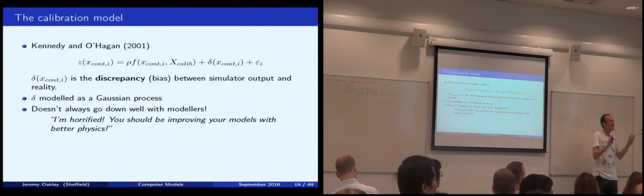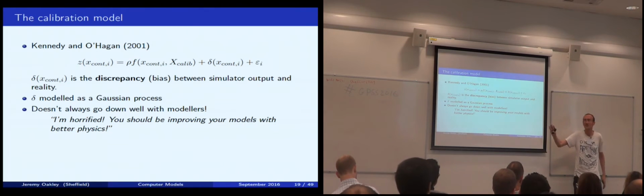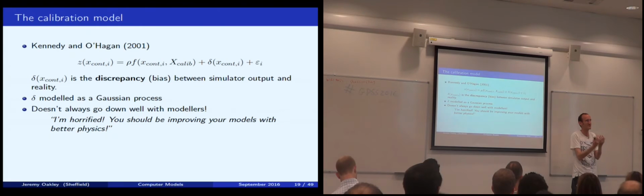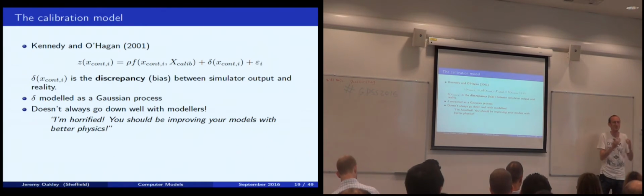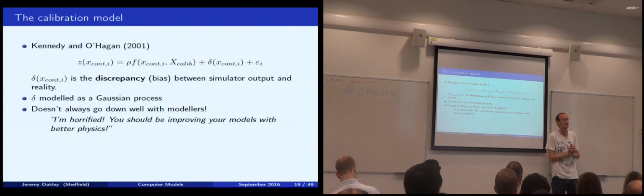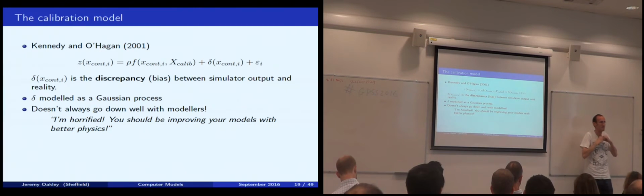But anyway, no one's suggesting that you're not going to improve your model. This model is all about how you use the simulator in front of you now, okay? When you're talking about improving a model with better physics, you're talking about months, years of development. So these are things that work on completely different timescales. This is simply, what do you do with the model in front of you when it's not perfect? You can't just put some better physics into it instantly. That's a different process.